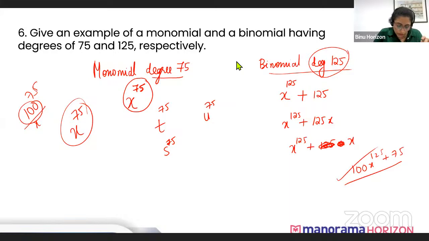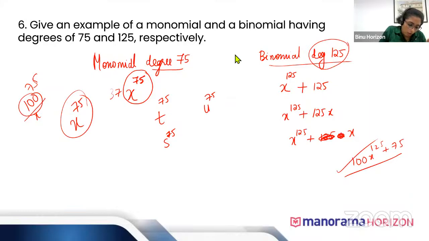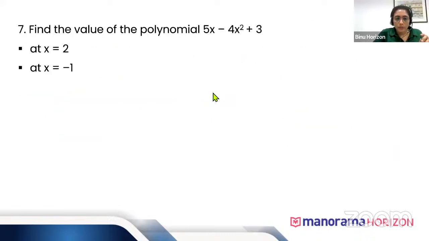Okay. 37c raised to 75, yeah, that is also a monomial. Correct, Sriraj? Anything you can write. You can add any coefficient before, 37 or 1 by 2. The only thing is that it should not contain any plus sign or minus sign in between, because if you add a plus or minus sign, it becomes two different terms. Understood? So that is one kind of problem.